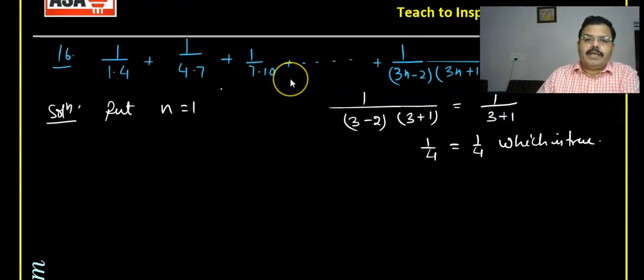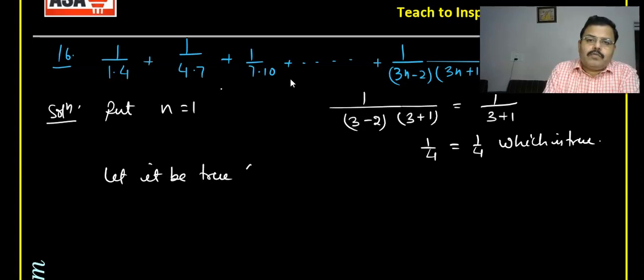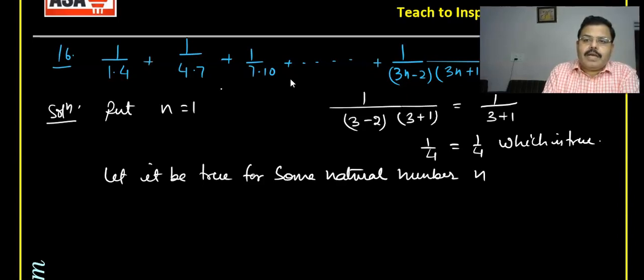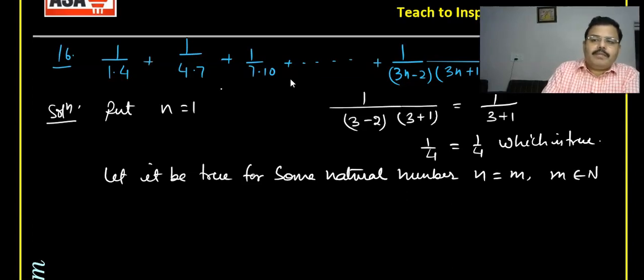As usual, we write here that P(1) is true. Let it be true for some natural number n is equal to m, where m belongs to the natural numbers.